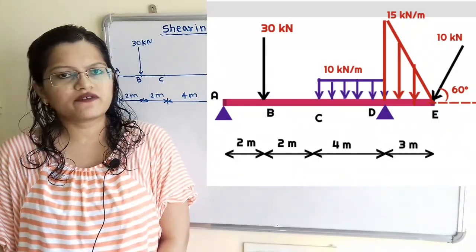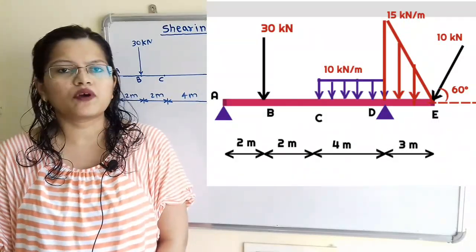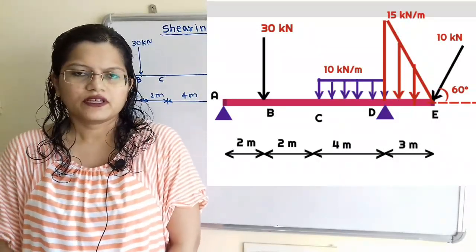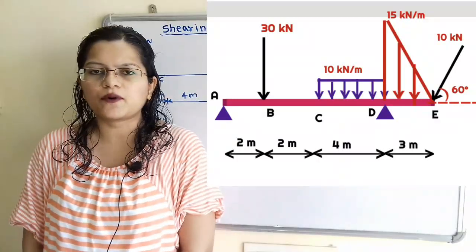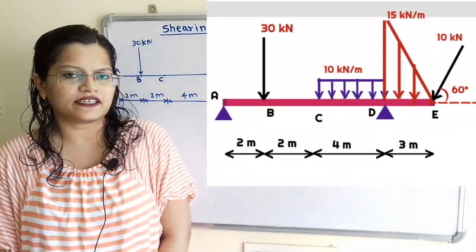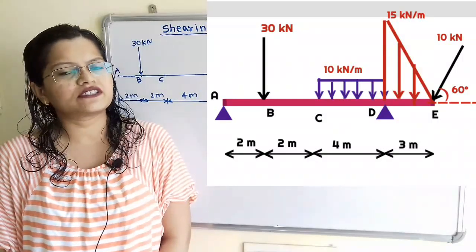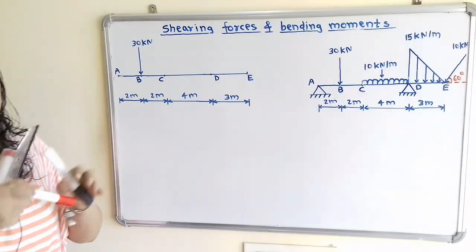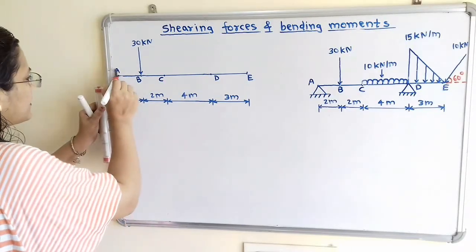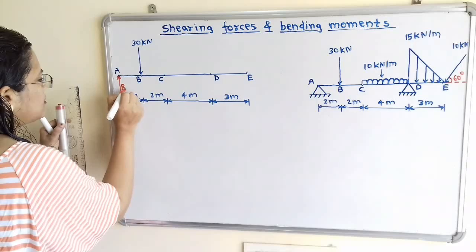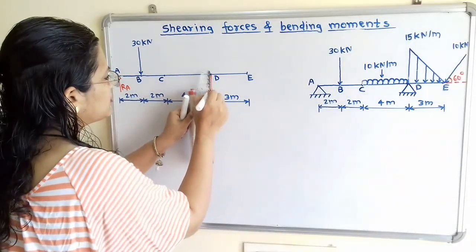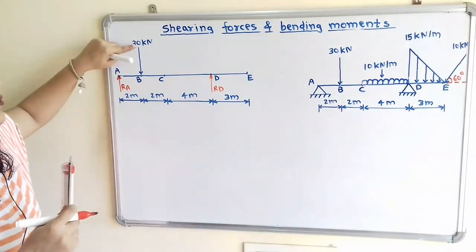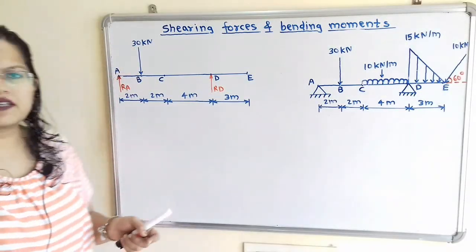To draw the shear force diagram as well as the bending moment diagram, the first step is to draw the free body diagram. Now if we observe, the beam is supported at two points A and D. So we have to show the reactions in the upward direction at points A and D. We will show these reactions as RA in the upward direction, and at point D as RD. Now we have to show the point load at point B as 30 kilonewton.